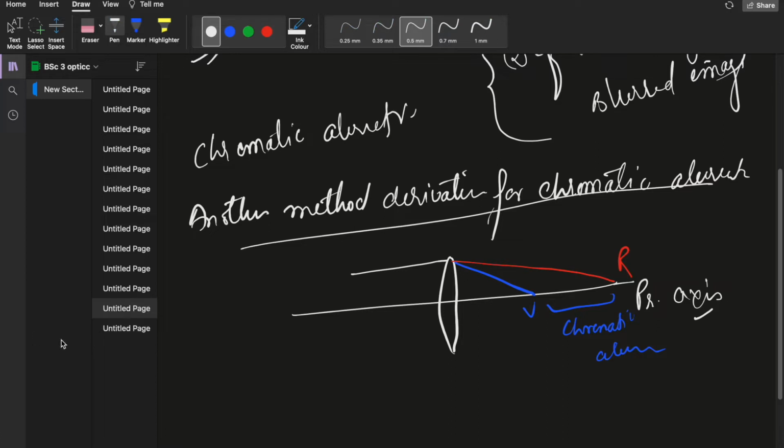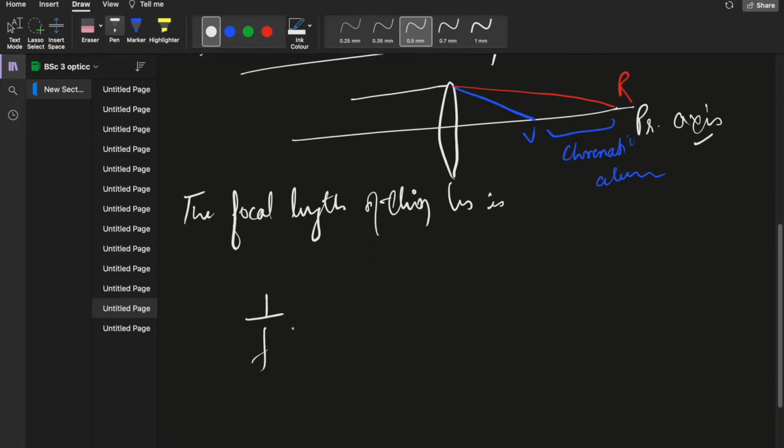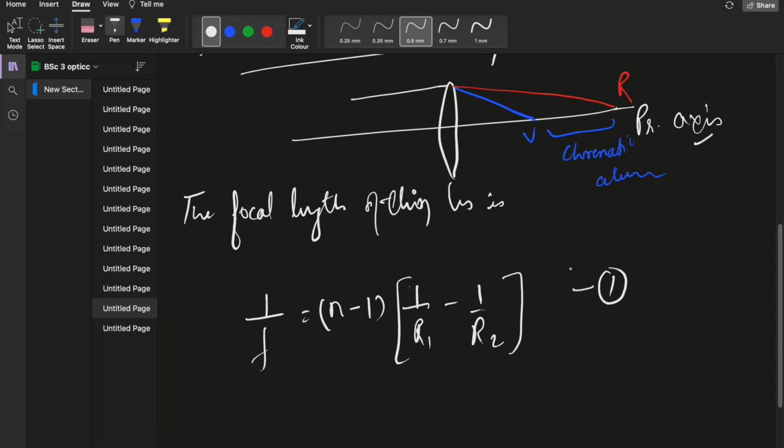But as we know, the focal length of a thin lens is how much? 1 upon f is equal to (n minus 1) times (1 upon r1 minus 1 upon r2). This we have already discussed in our last lectures. Now let's say this is equation 1.